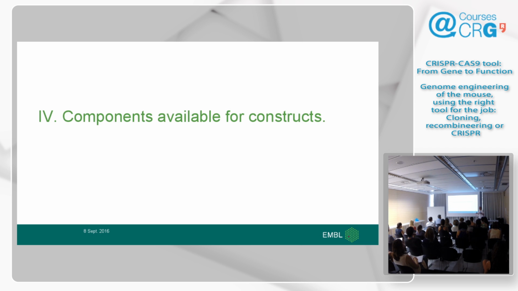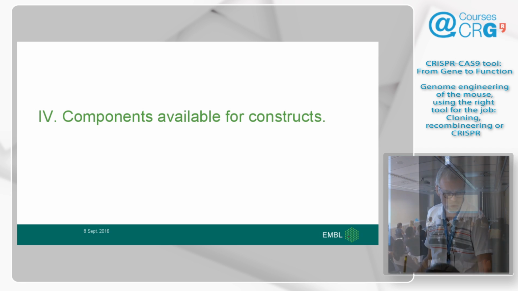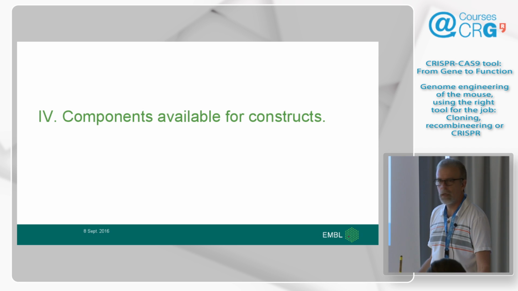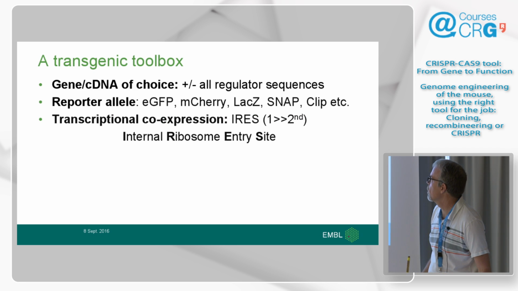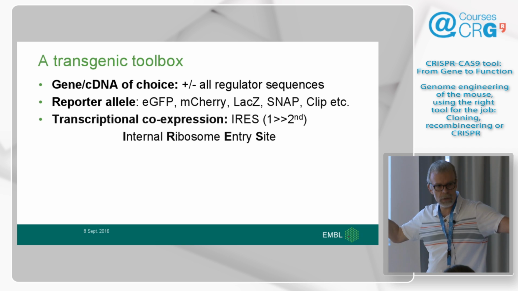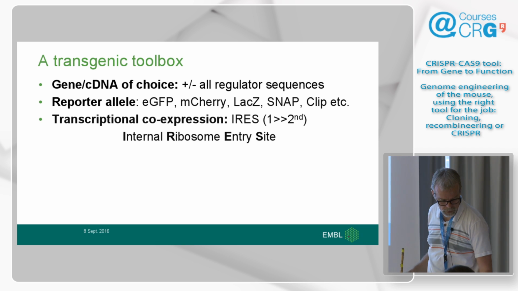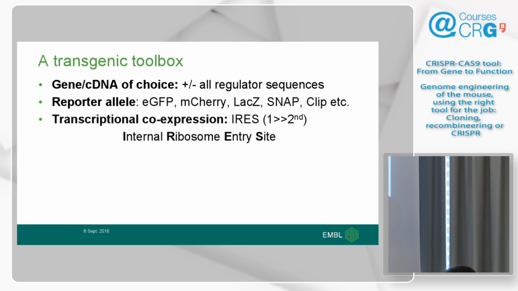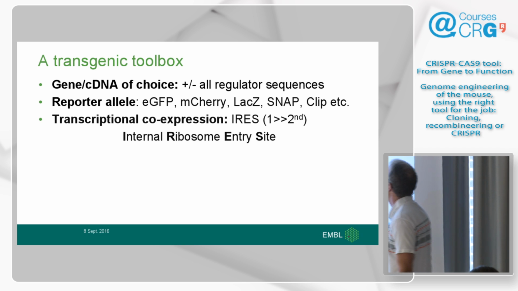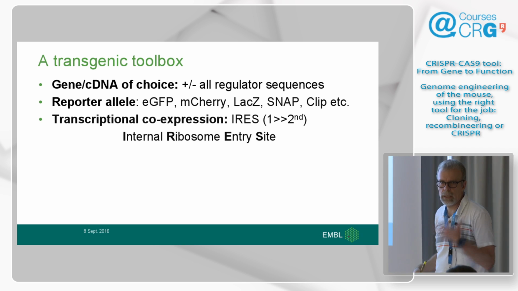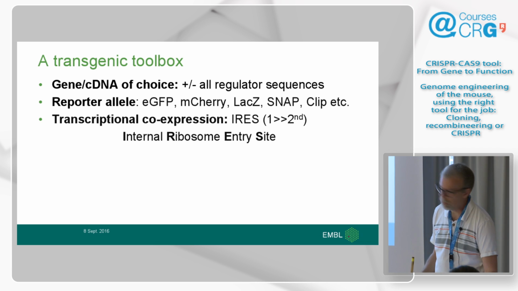Okay, what kind of components go into a construct? What are the kind of tools? And I'm not covering them all. There's so many, but I'm giving you a flavor of everything out there. So your transgenic toolbox, you start with your gene, if you're doing a BAC, so you can have all the regulatory sequence, or a cDNA of choice. The more of your regulatory sequences you bring along, the better. Reporter alleles, there's tons of them. GFP, Cherry, LacZ, SNAP tags, CLIP tags, what have you, MYC tags.